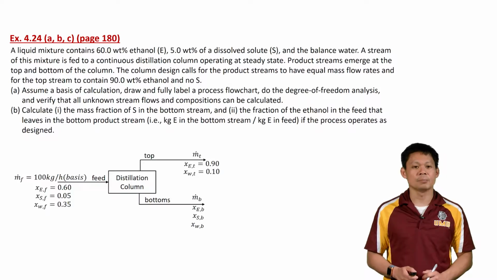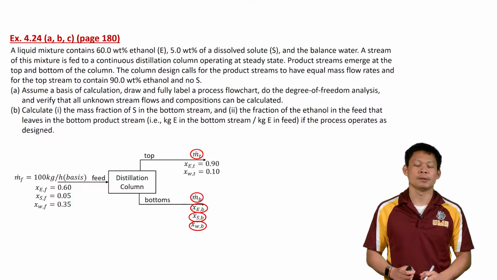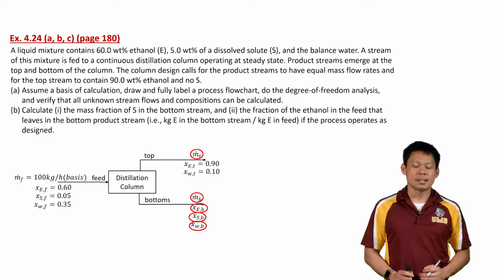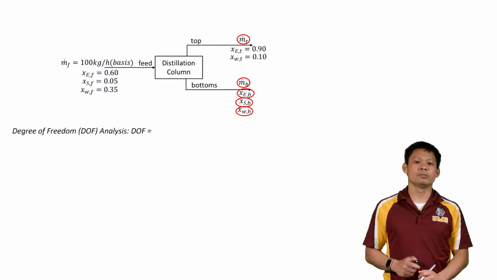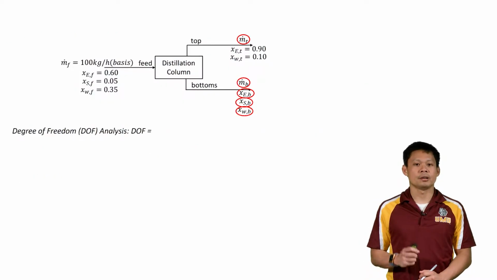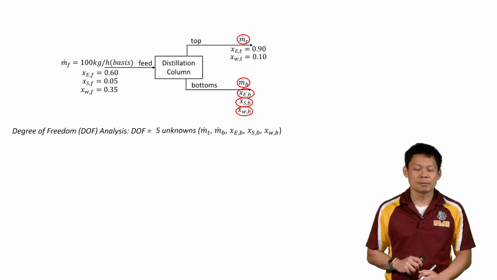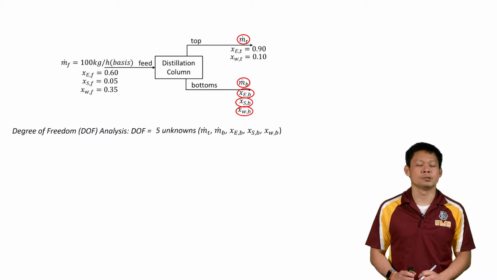So we have fully labeled the diagram. Let's circle our unknowns, and we have our 5 unknowns. So the next step, rather than jumping into solving, let's do a degree of freedom analysis. Here are our 5 unknowns. So the first thing is to count the number of unknowns. We have our 5 circled variables right there.